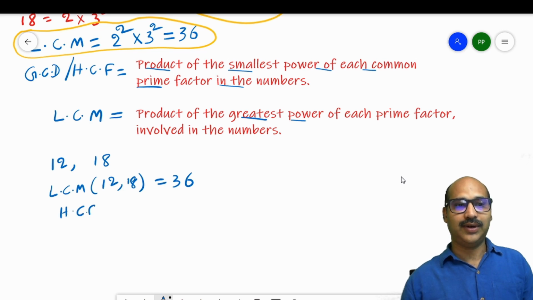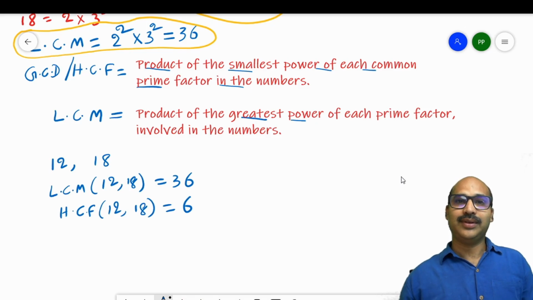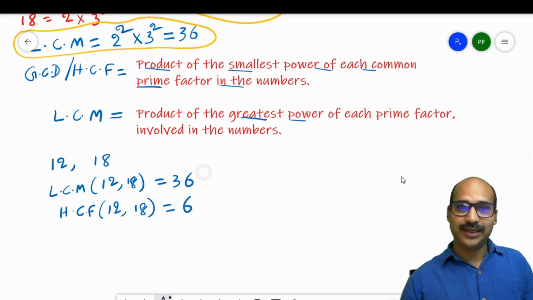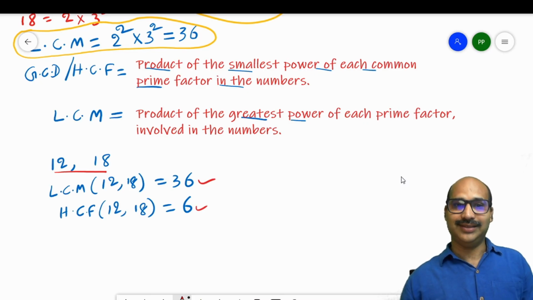HCF of 12 and 18 is equal to 6. From this LCM and HCF and from the given numbers, we can come to a conclusion that product of the numbers is equal to LCM into HCF.